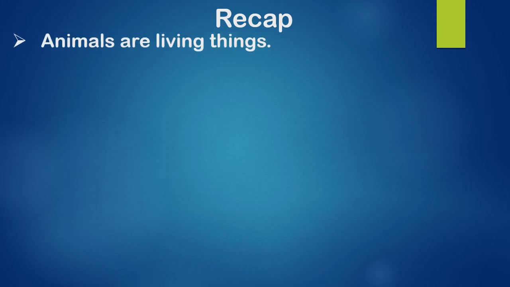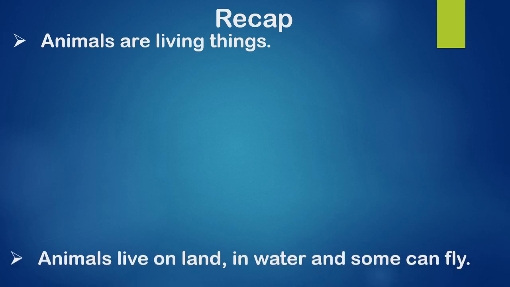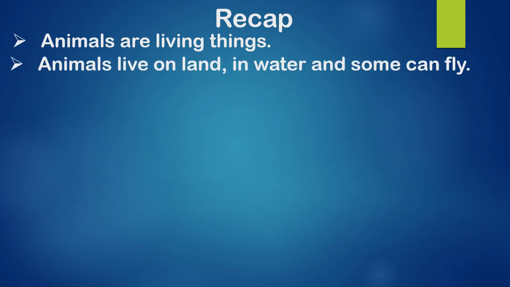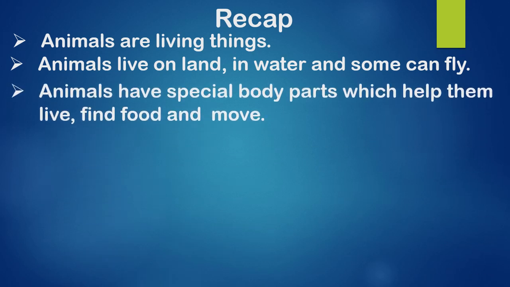Dear students, let's have a quick recap. We have read animals are living things. Animals live on land, in water, and some can fly, which includes birds and insects. Then they have special body parts. Animals have special body parts which help them live, find food, and move.